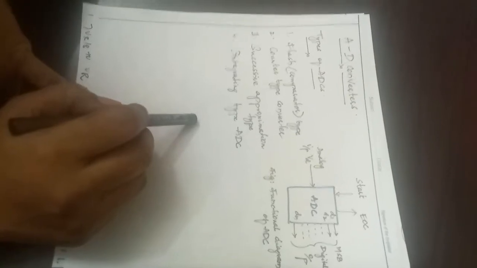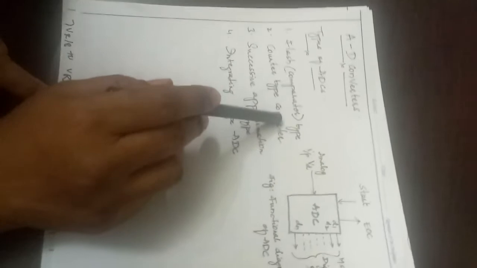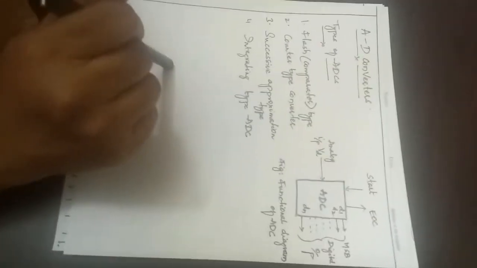Today I am going to explain flash type ADC. Before that, what is ADC? ADC means analog to digital converter. So here we see the basic operation of ADC.